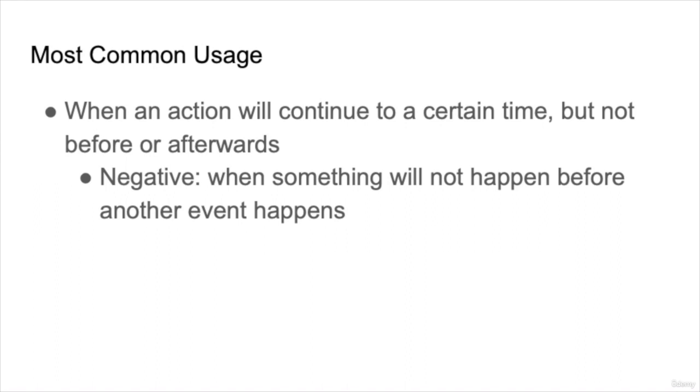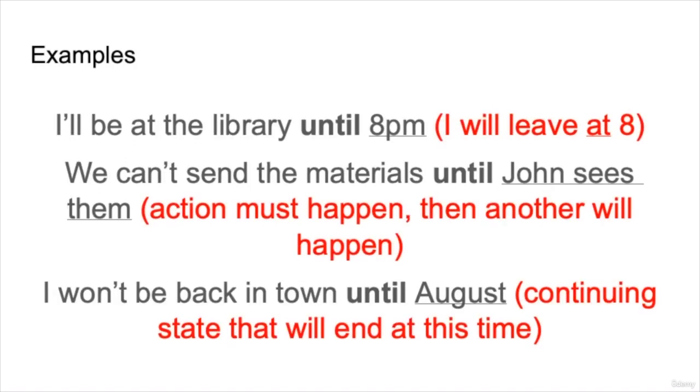We use until in the negative when something will not happen before another event happens. This one can be confusing, so let's look at some explanations. I'll be at the library until 8. So this means I will leave at 8, but not before. I will be at the library, something that started in the past, and continues until 8. I will not leave before or after.